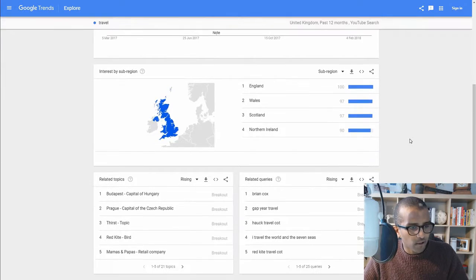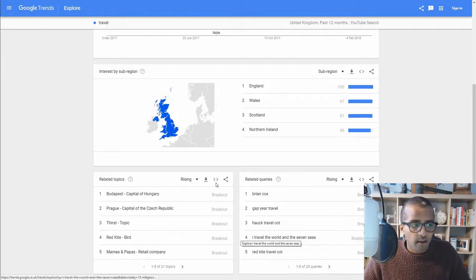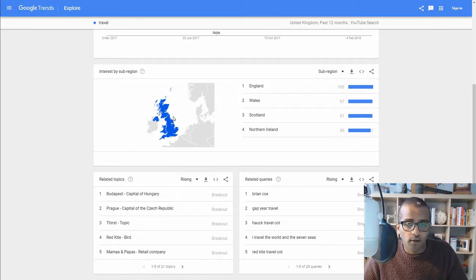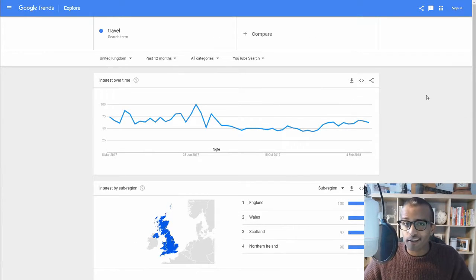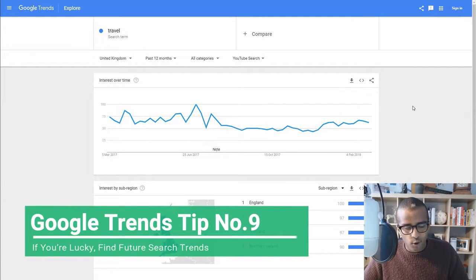And I scroll down to the bottom. And again, these are different topics in the UK. For me, I could maybe want to look at that area if I was in the travel industry. So very, very cool thing to do. And don't forget as well to look at the more queries. Just click on the right arrow and you can add even more queries and more ideas of what to talk about right now.